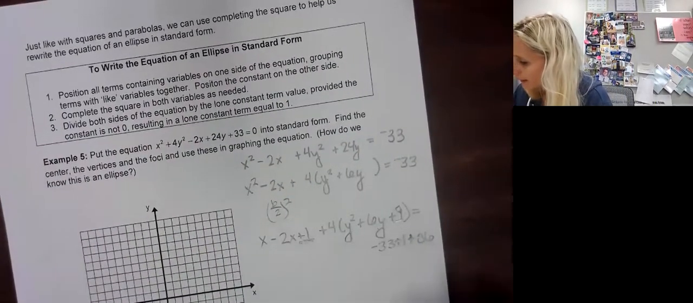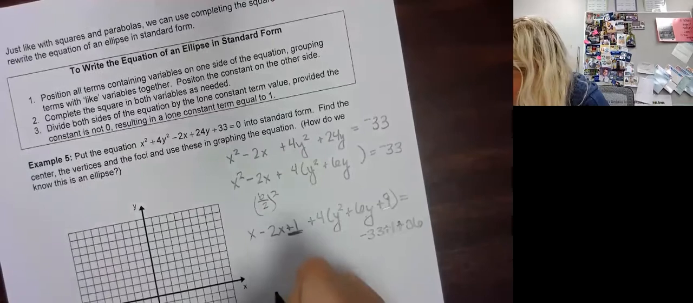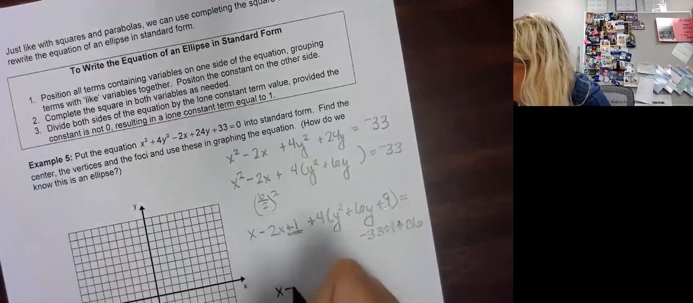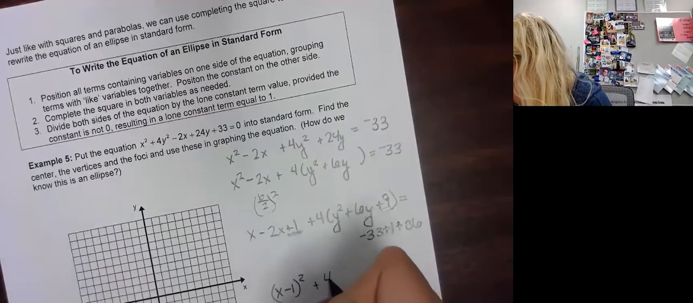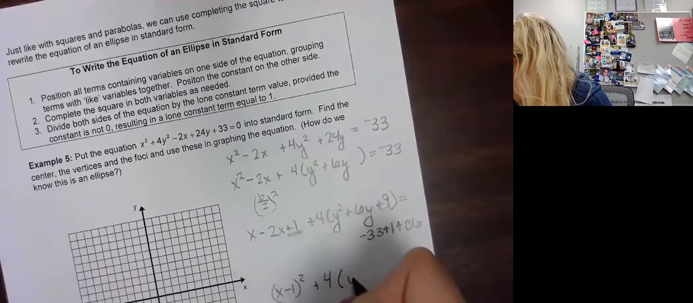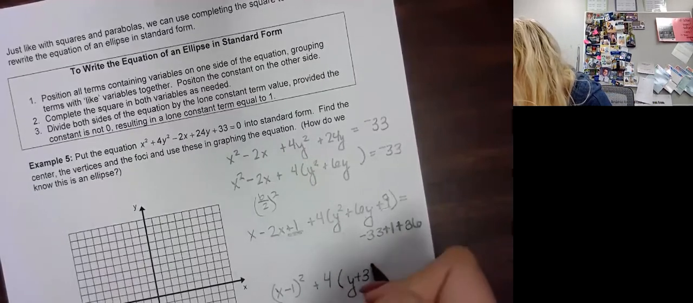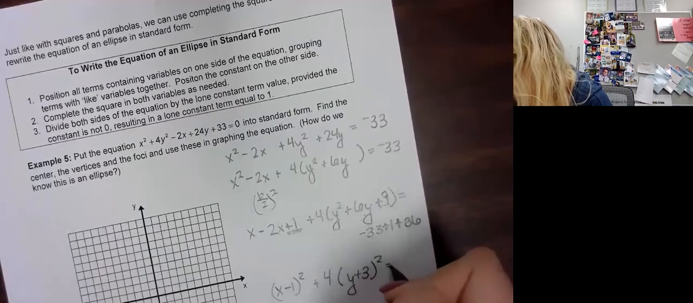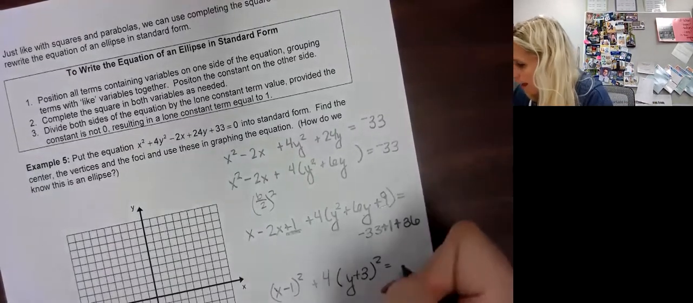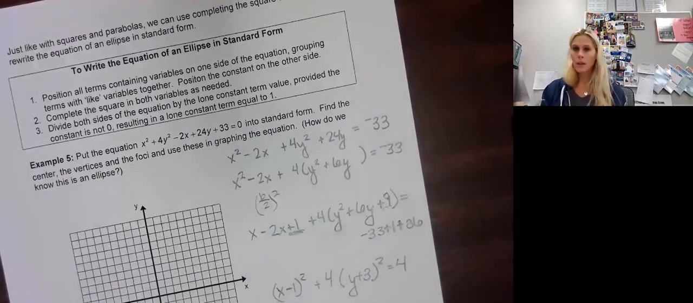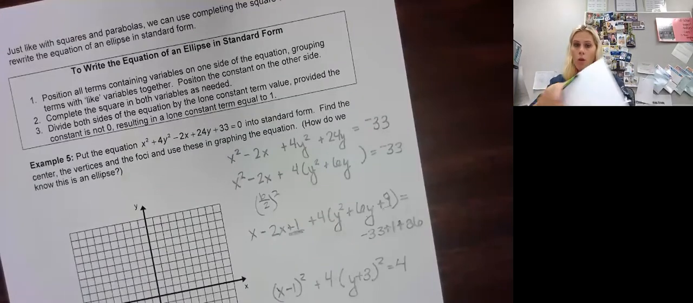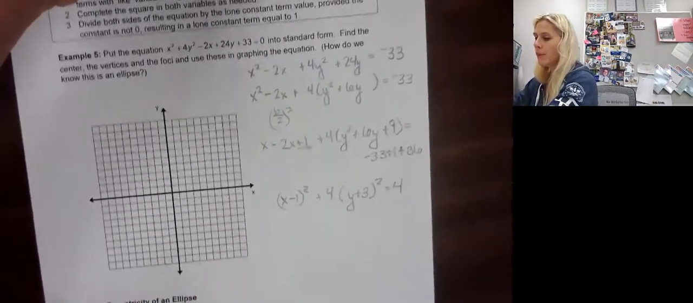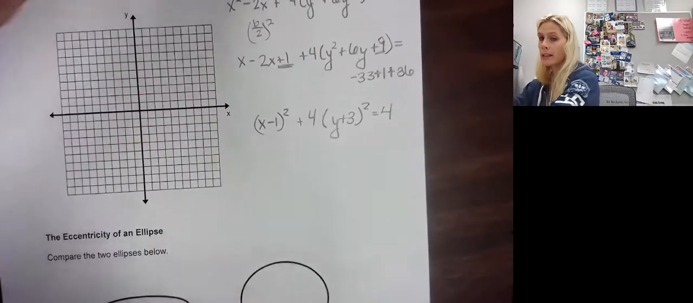All right, so let's simplify this. Let's complete our square. So we have (x − 1)² + 4(y + 3)² = 4. Okay, what I want you to do is go back to what our equation looked like for our standard form, and I want you to see if you can predict what to do next.